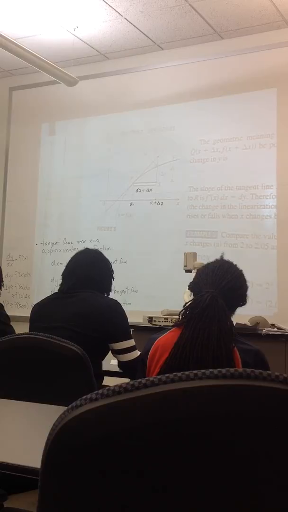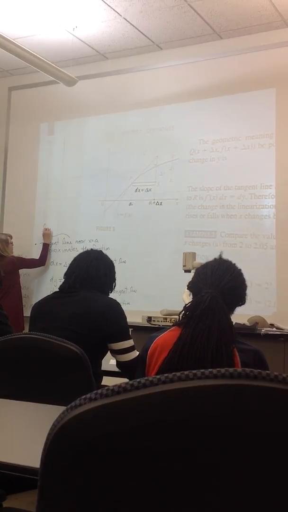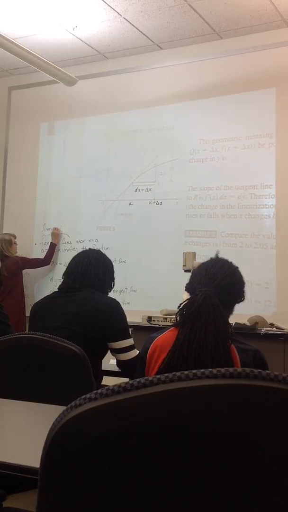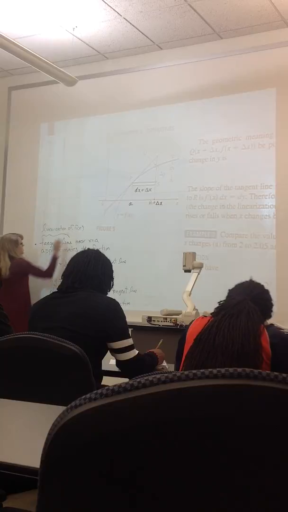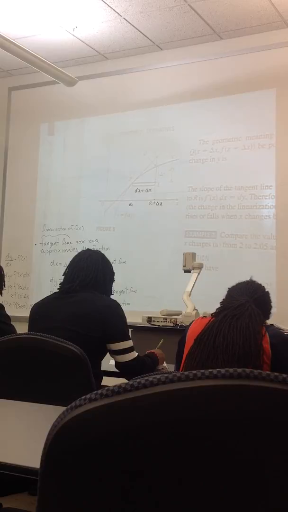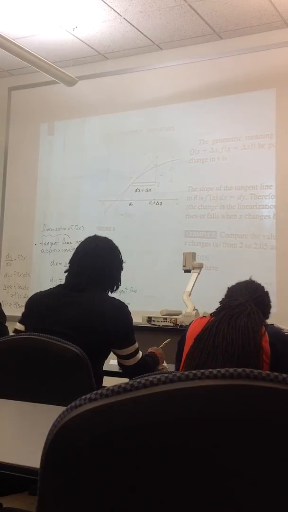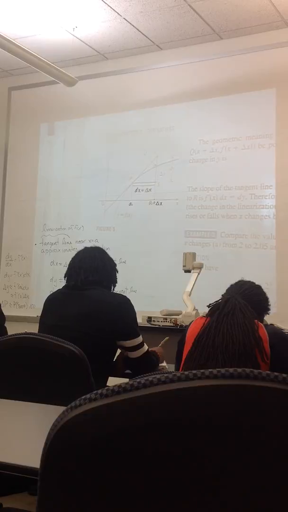The tangent line is called the linearization of your function, and it makes sense. You're taking your curved function, you're approximating it with a line. The closer you are to the point at which you found the line, the better the linearization is going to approximate your function.